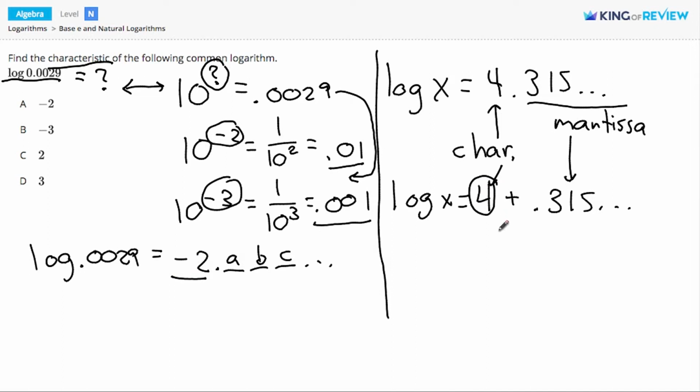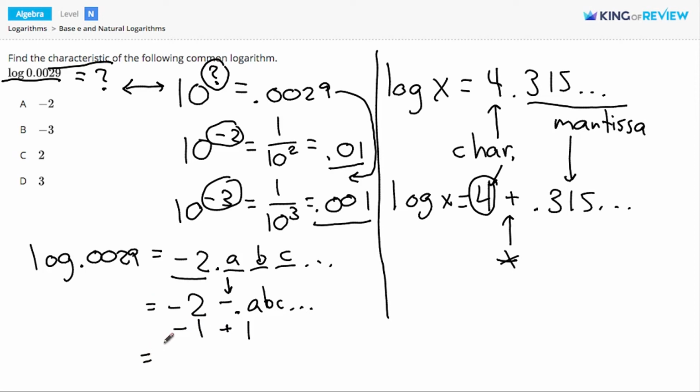Remember that the characteristic and mantissa have to be able to be added. And right now, what we have is subtraction. We have negative 2 minus point A, B, C, etc., whatever numbers A, B, and C are. We don't want subtraction between our characteristic and mantissa. We want addition. So there's a very easy fix. We can add 1 to the mantissa, and to balance it, we can subtract 1 from the characteristic.